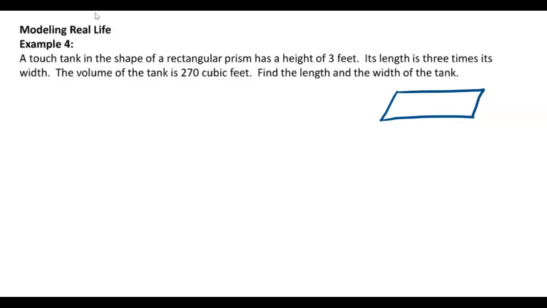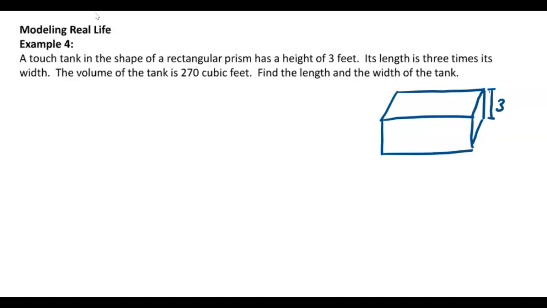My sketch is obviously not to scale. I don't know exactly how big it is. All right, so roughly that. So it's a rectangular prism. It has a height of 3 feet. Okay, that's this distance, how tall it is, 3 feet.